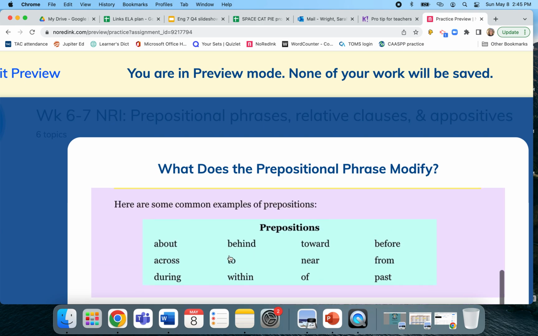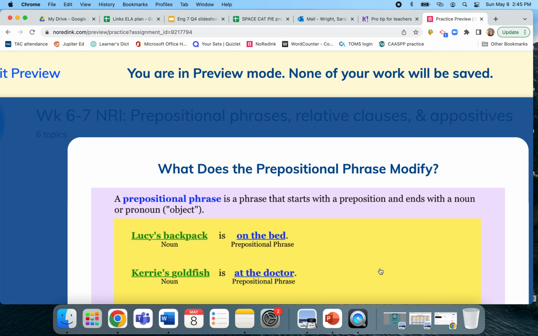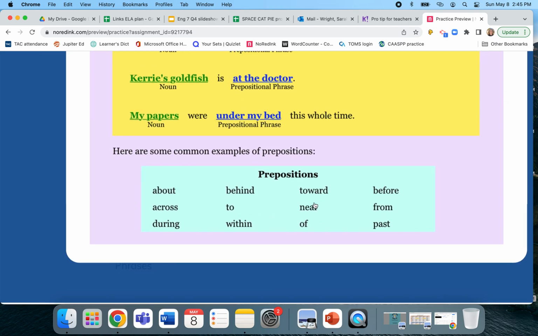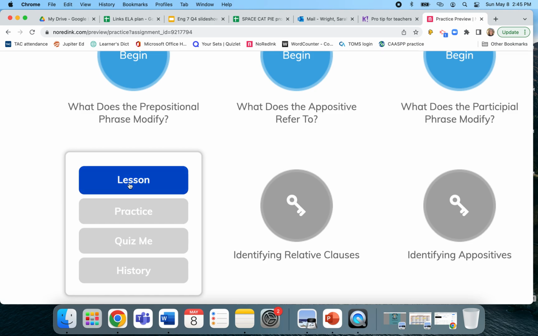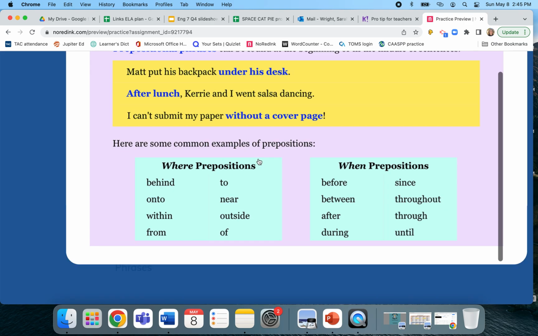Okay, and then this is a list of some common examples of prepositions: about, across, during, behind, to, within, toward, near, of, before, from, past. You might want to write these down. You might want to think of them off the top of your head. I'm actually going to show you, before we get into the exercises, I want to look at this lesson with you because it gives a better list.